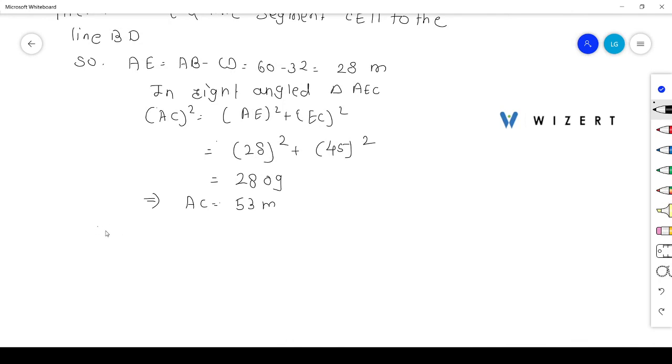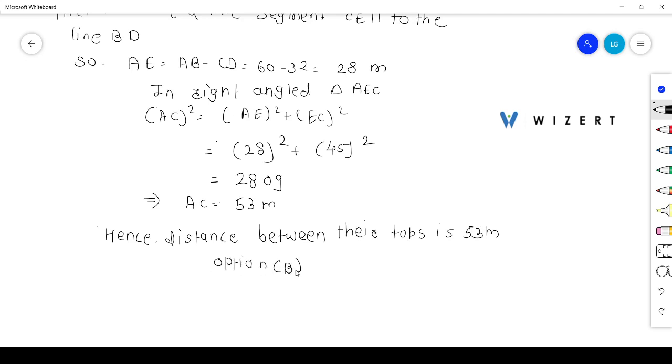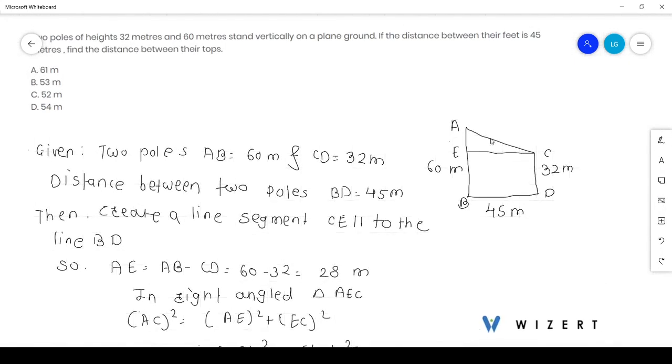So distance between their tops, means top of the pole, is 53 meters. So our correct option is option B, which is 53 meters.